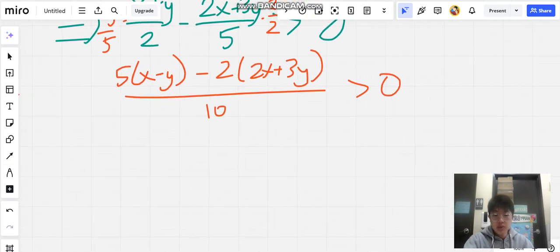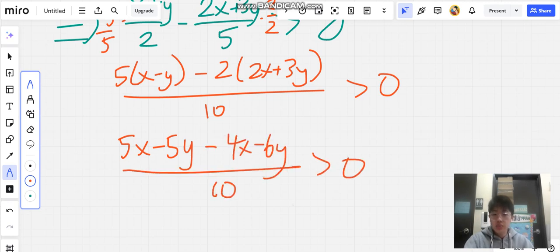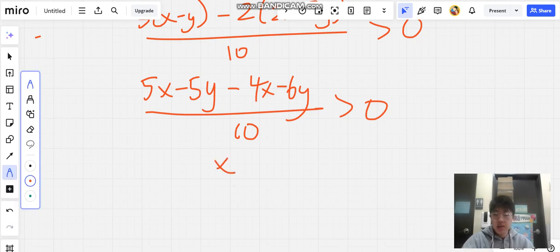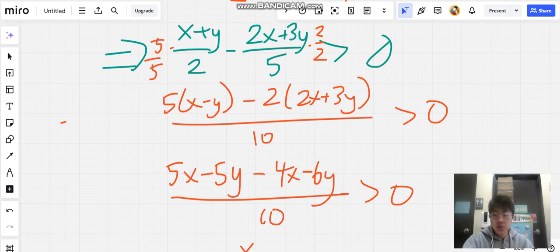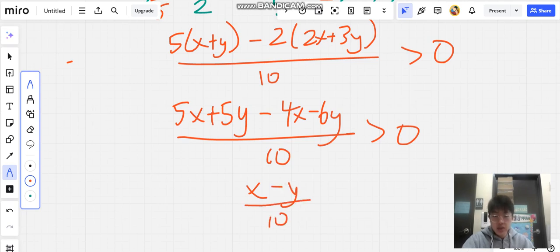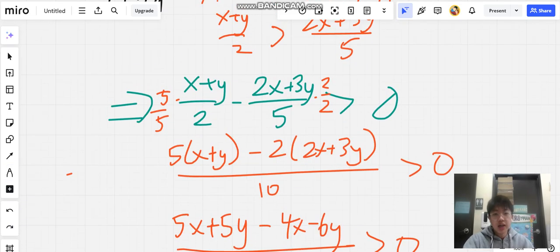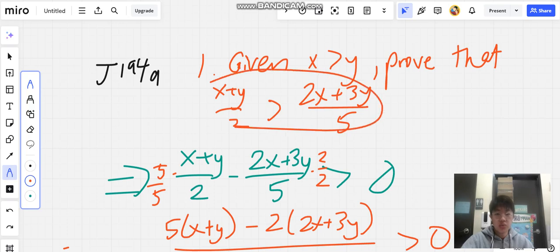If I multiply everything out, I'll get (5x + 5y - 4x - 6y) over 10 is greater than 0. Sorry, this was plus y, I realized that this should be plus y. So I will get (x - y)/10 is greater than 0. And if I can prove that this is true, then I can prove that the original expression is also true.